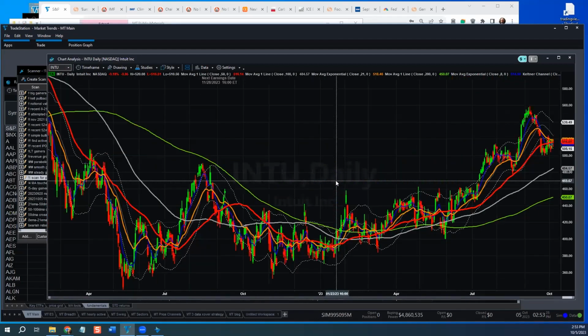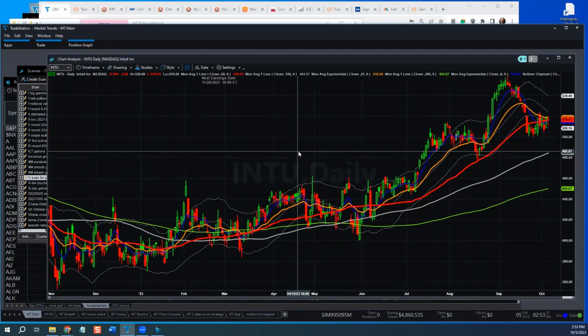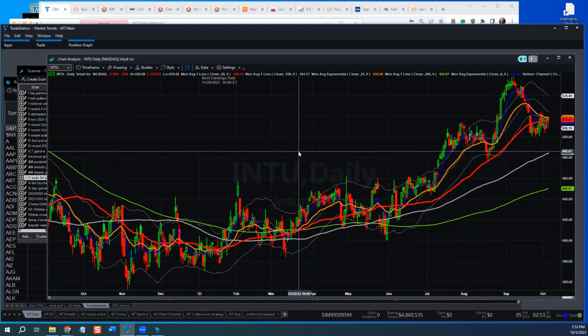I don't know. Software, to me, these names continue to have an interesting performance, and they seem to be in a secular growth phase still.